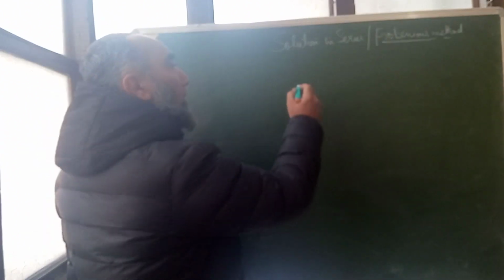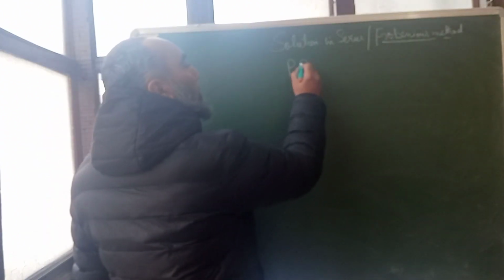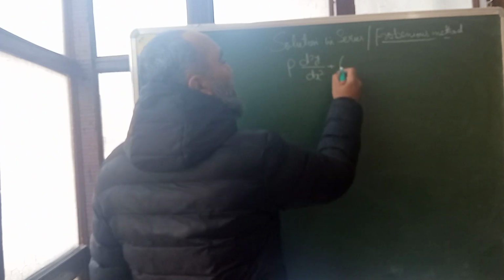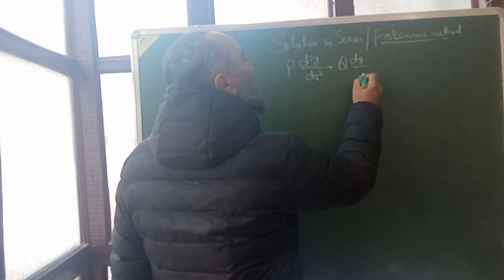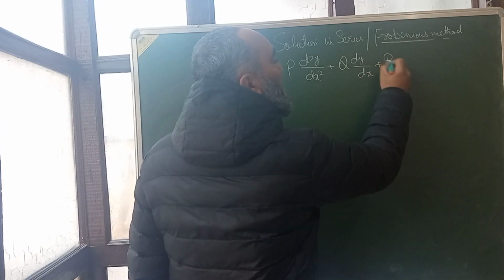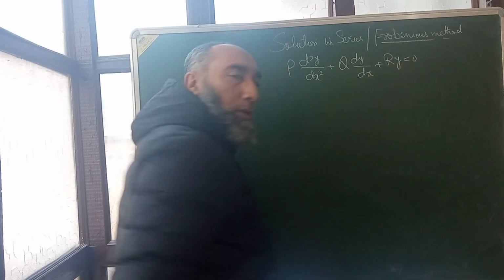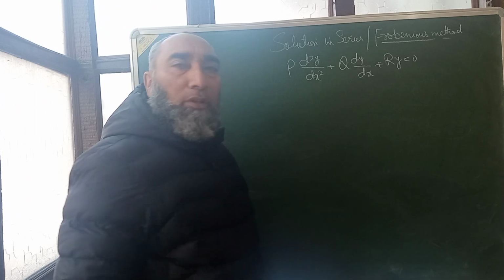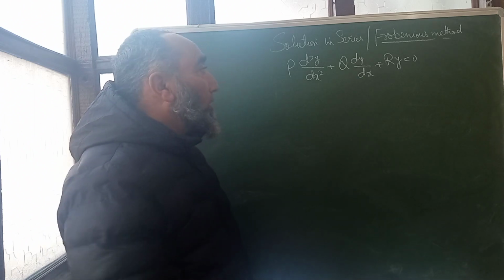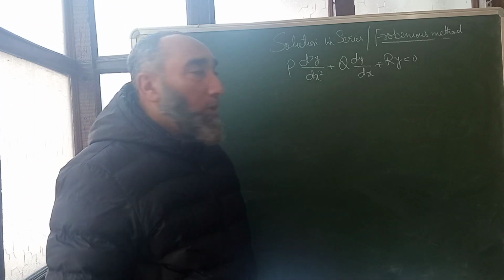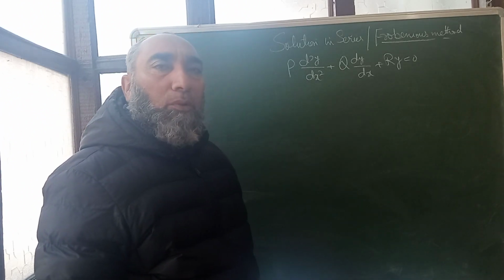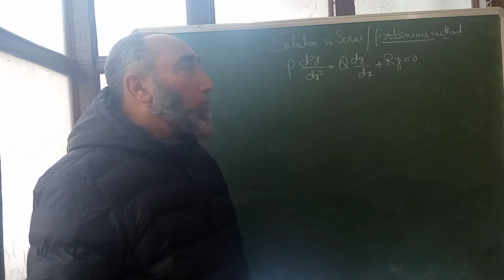Now see, you have already solved equations of the form P y'' + Q y' + R y = 0. If these P, Q and R are constants, then this is a linear differential equation with constant coefficients. This is a second order linear differential equation. If these P, Q, R are variables, then this is a linear differential equation with variable coefficients. You already know how to solve such equations.